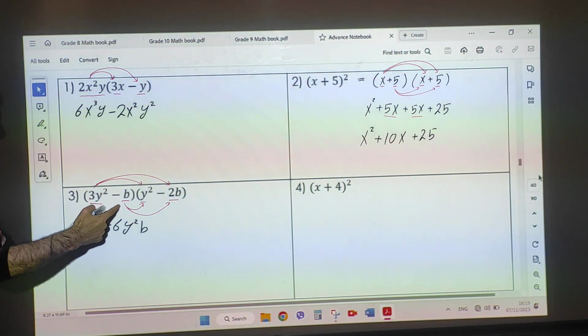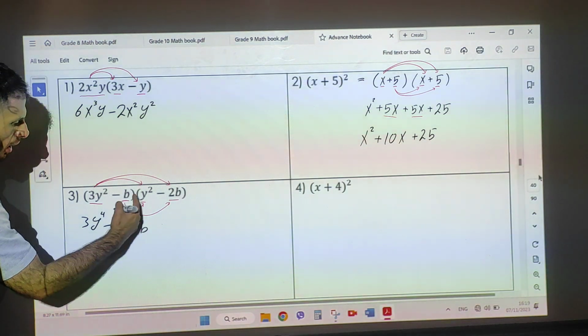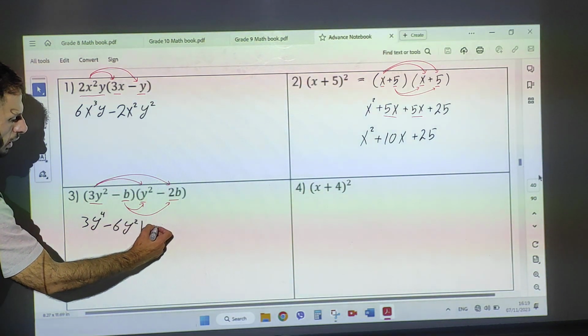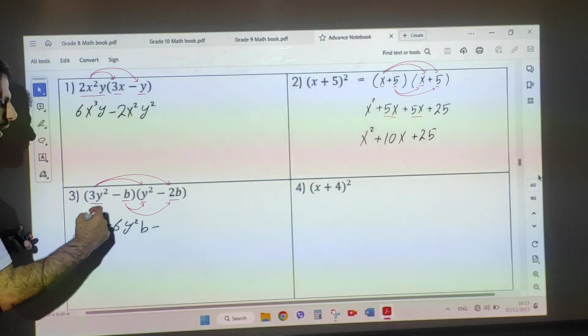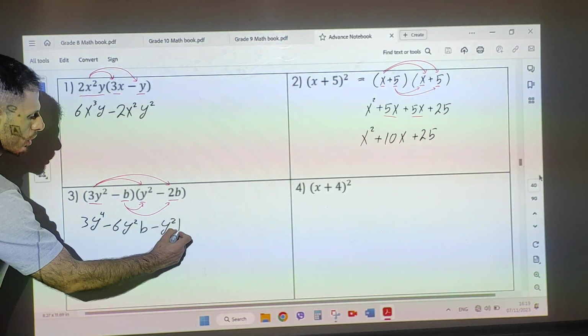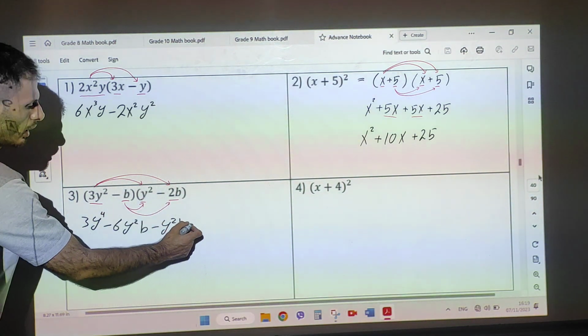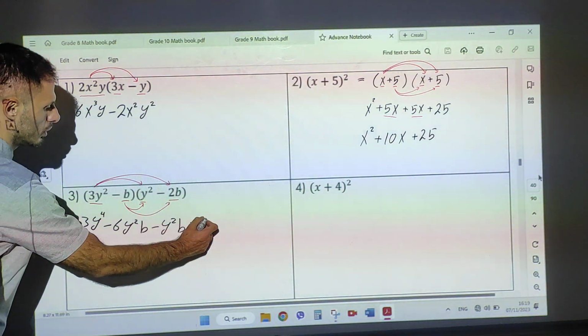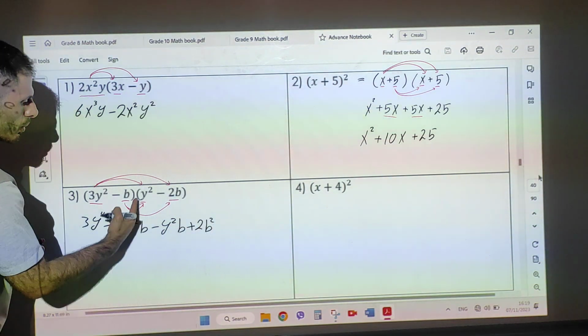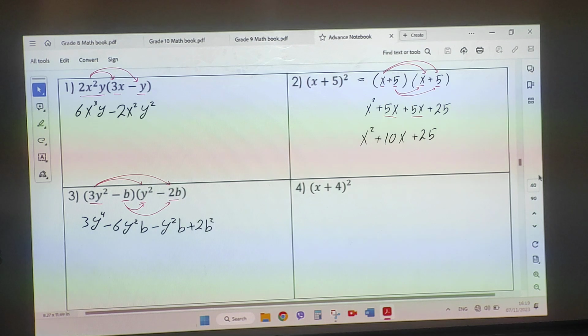The first one multiplied by both. Now the second one, negative b, multiplied by both. Negative b multiplied by y power 2 will be negative y power 2b, or negative b y power 2. It's the same if you change the places. Negative b multiplied by negative 2b will be plus 2b power 2, because b power 1, b power 1, and negative multiplied by negative is positive.